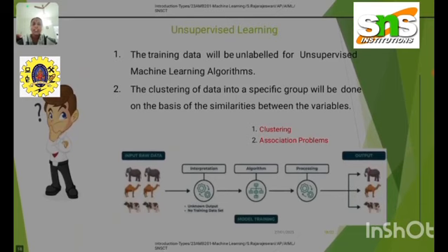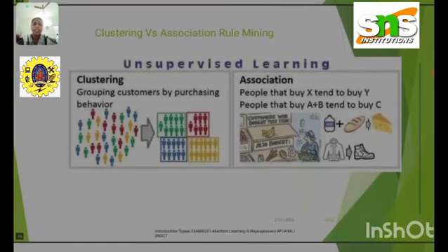In unsupervised learning, the training data will be unlabeled for unsupervised learning algorithms. The clustering of data in the specific group will be done on the basis of similarities between the variables. The first thing is clustering and association problems. The input raw data goes through interpretation, algorithms and processing to give the desired outcome. So the next thing is clustering versus association rule mining. Clustering is mainly used for grouping the data and associating the processed data.